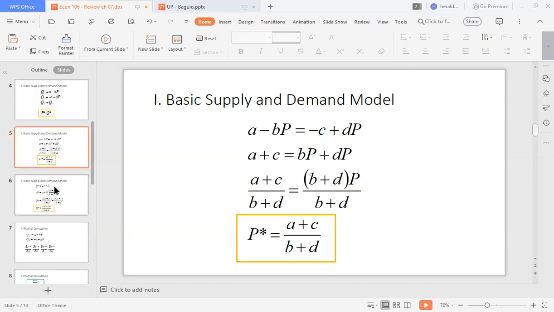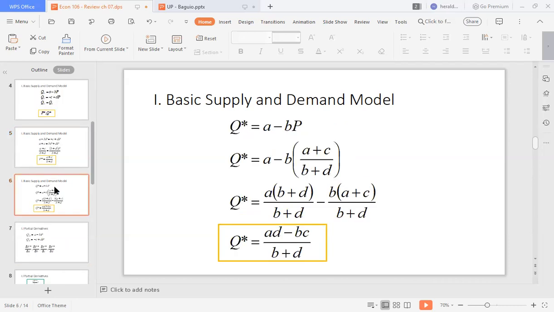By solving P star, we also can get Q star. So for Q star, we just substitute it into either of those functions, demand or supply. In this case, I chose the demand function and we substituted it. So again, we simplified this part here. And that's how we arrive at Q star, which is equal to AD minus BC over B plus D. Okay. So again, we're just revisiting what we have learned in chapter 3.